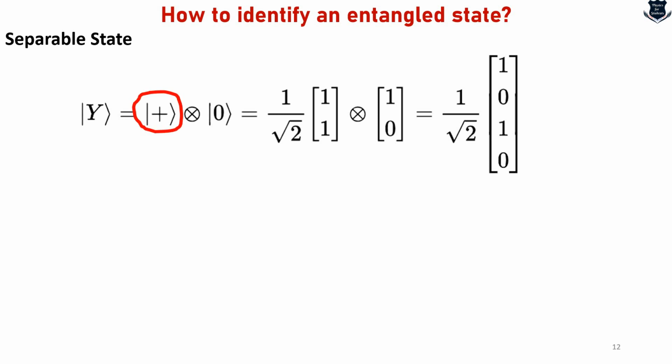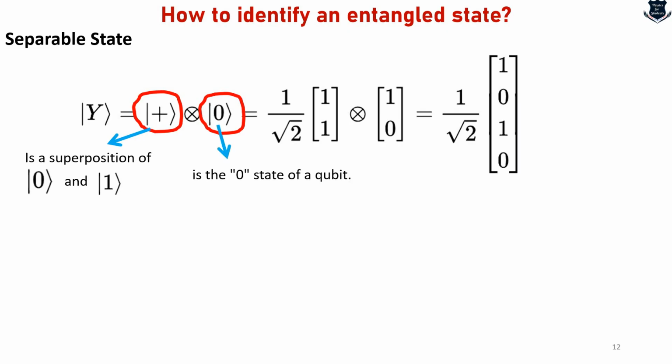Now here you can see this one is a superposition of 0 and 1, which actually corresponds to the plus state. The next one is the 0 state qubit. Now this corresponds here and this corresponds over here. Now, if we look at the tensor product calculation, we will look into the calculation first and then we will find.